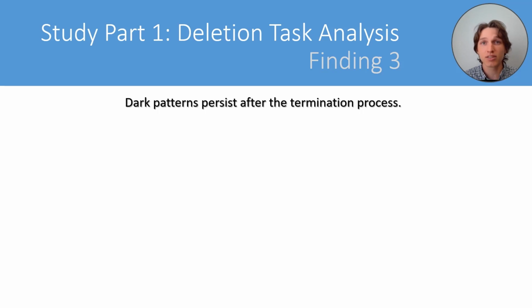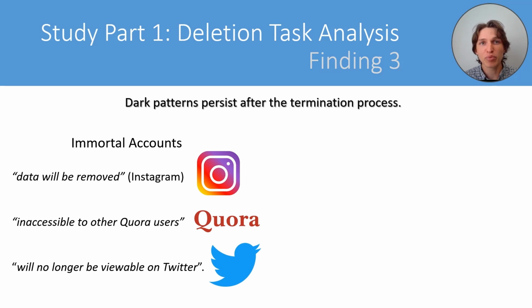We found that dark patterns also exist past the account termination process. Immortal accounts and forced continuity make it unclear if deleted accounts data still exists. At least half the platforms exhibited immortal accounts, where they kept some degree of data indefinitely, even after users deleted their accounts. Like the example shown here from Instagram, Quora, and Twitter, the platform's wordings indicated that they kept data, but it was not always clear.